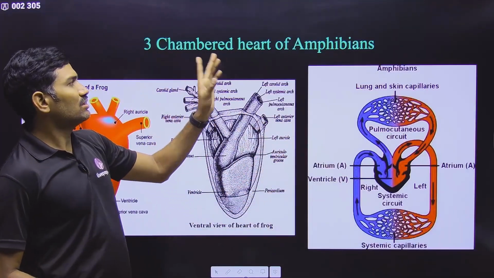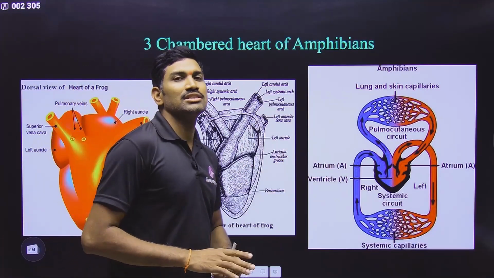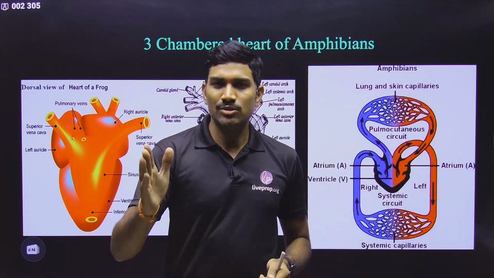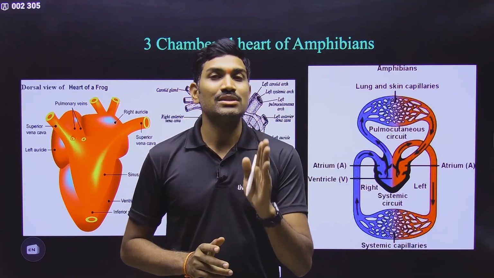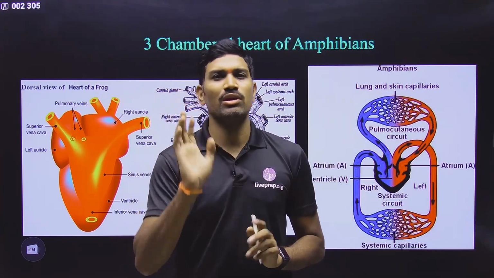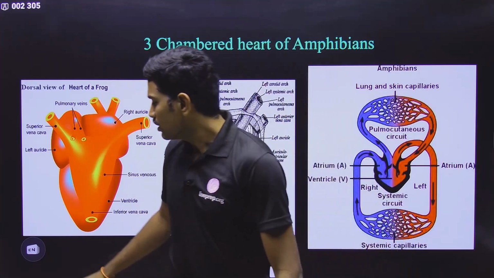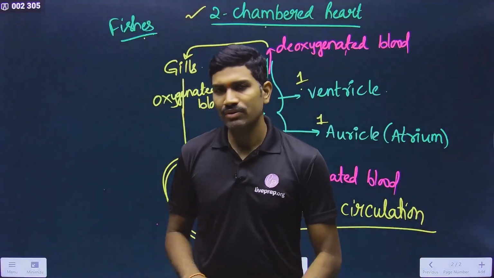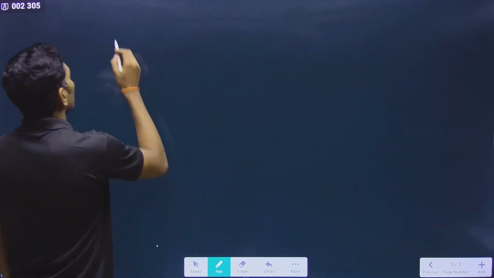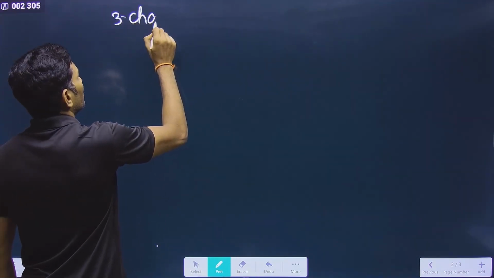Now we are talking about the three-chambered heart. But this three-chambered heart, the information we are studying in two different parts. With respect to amphibians we are studying, with respect to reptiles we are studying, because there is a small difference there. There is a very, very small difference. Remaining information is the same only. So first we will see the three-chambered heart of amphibians.